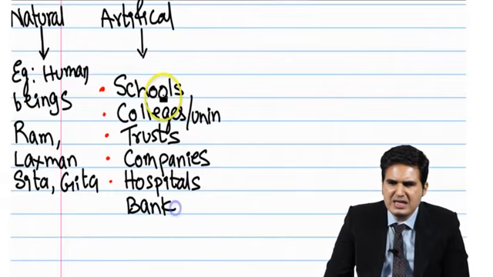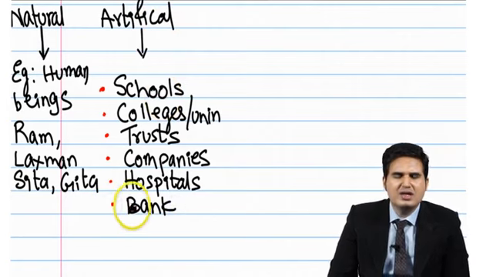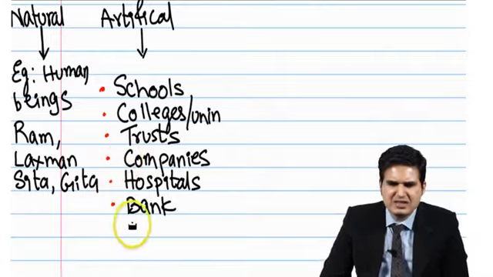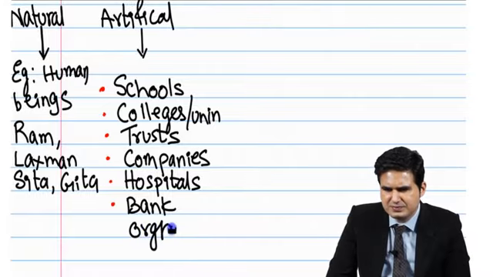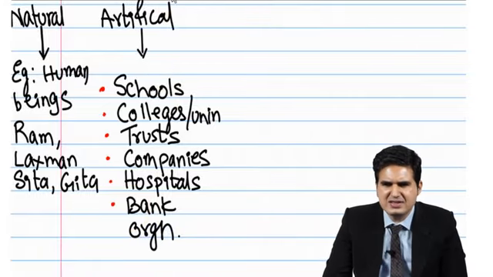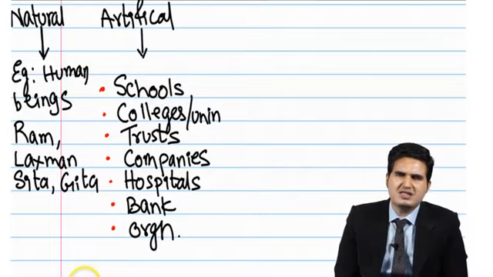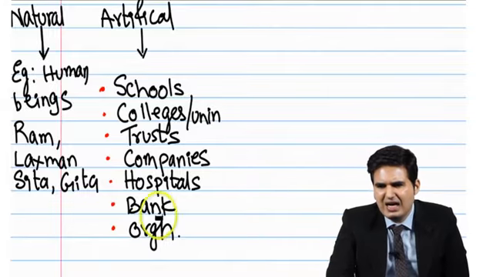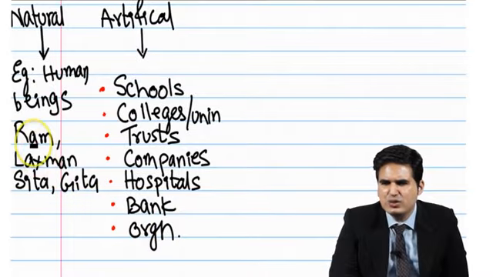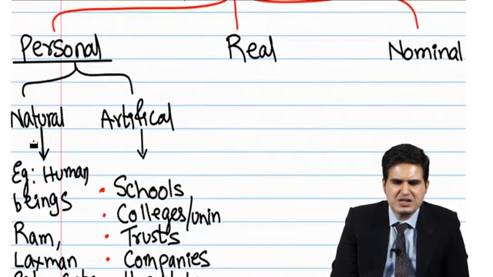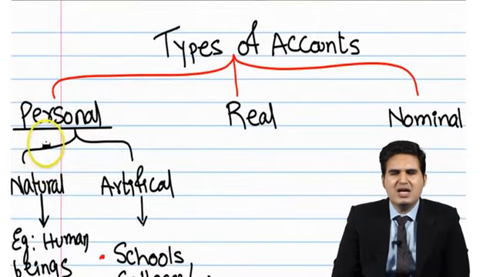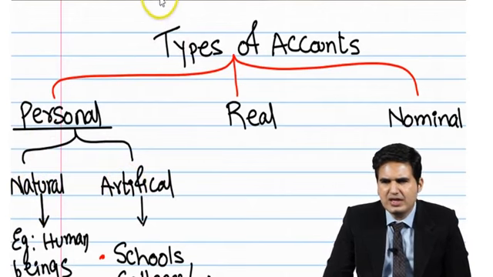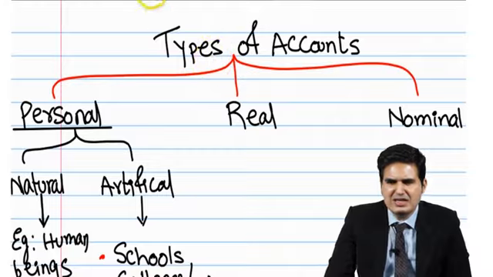Each and every hospital and each and every bank has its own separate identity, so these are included in personal account. Apart from this, organizations conducting various activities, whether business or non-business organizations, anything. So students, these are included in natural persons and artificial persons. This is the first type of account, and it includes both natural as well as artificial persons. Okay, now let's talk about the second type of account, that is real account.